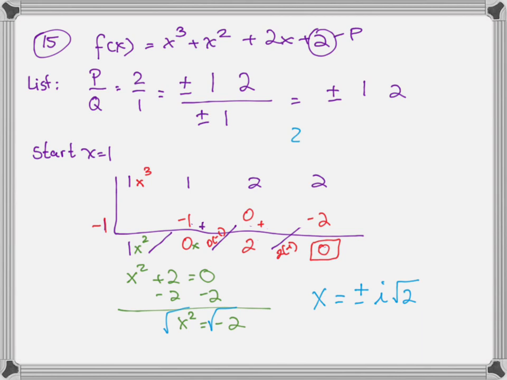So the answer to this problem, the zeros are x equals -1, negative i square root of 2, and positive i square root of 2. You can just say plus or minus. But these two are not rational. That's why the book only has one answer. Does that make sense?